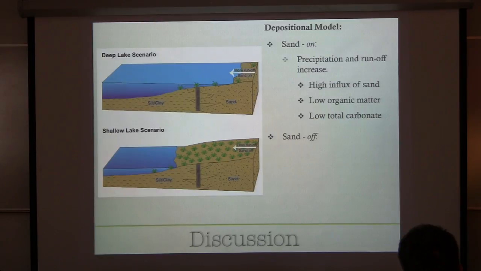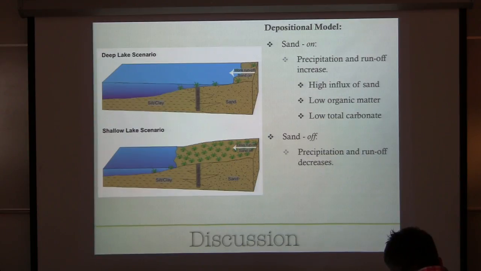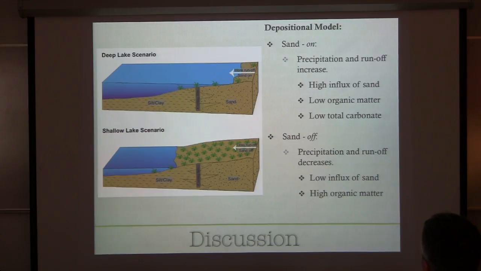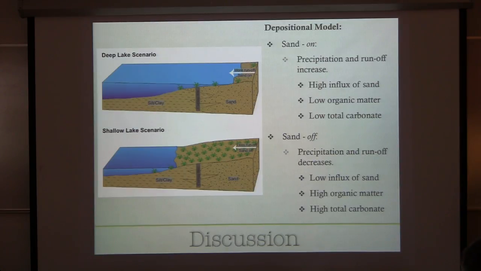The second mode is sand-off, represented by our shallow lake scenario. We have decreased precipitation and runoff, which means we have a low influx of sand because we have a lower transport energy, so we have more fine-grained signal. We have high organic matter, which is represented by those green plants as the macrophytes start to expand. And we have high total carbonate because we don't have that cold runoff washing into the system.